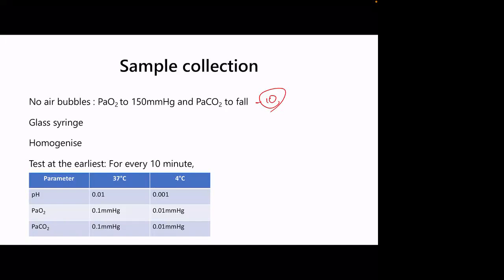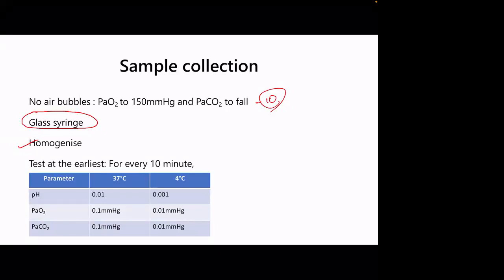Next thing is about glass syringe or plastic syringe. In plastic syringes, there can be diffusion of air into the sample. So especially if the sample is analyzed after a while, or if there is a long gap, then it's always better to take in a glass syringe, because glass won't allow the diffusion of air into the sample. And we have to homogenize the sample by keeping it in between the palms and rolling it horizontally. Especially in case of capillaries, it's more important because we are testing with very little amount of blood.